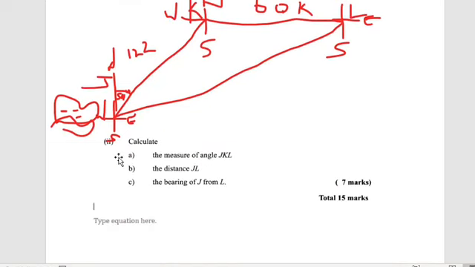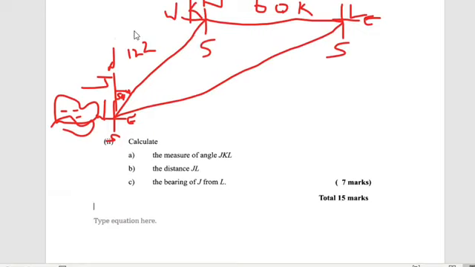So part 2 says calculate A, the measure of angle JKL. So JKL, so we're now looking at basically the entire angle right here. So what we know is that right here from looks is 90 degrees. So this portion right here forms a 90 degrees angle. So we have part of it already, which is 90. So we now need to find out what is the angle right here. But remember, we know what the angle right here is, which is 54 degrees, and these are basically alternate angles, and alternate angles are equal.